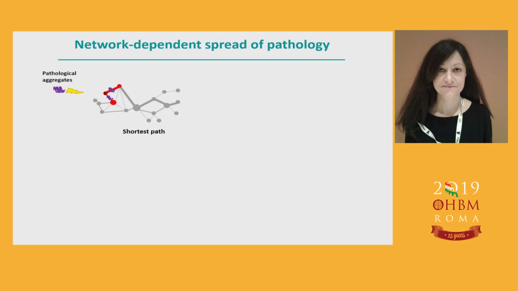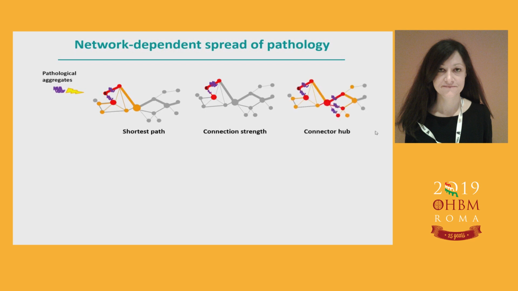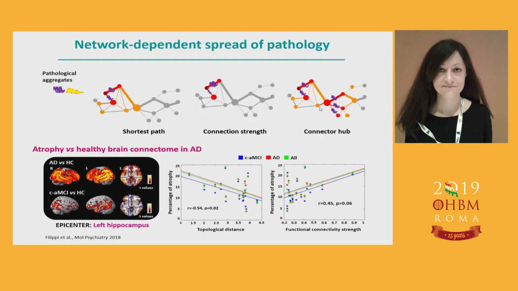If it's true, we expect that this spreading is proportional to the path between the epicenter and the other nodes, but also proportional to the strength of connection between the epicenter and the other nodes. And so we can expect that when the pathology involves, for instance, one connector hub, the pathology can spread from one network to the other. We are trying to test these hypotheses in different conditions.